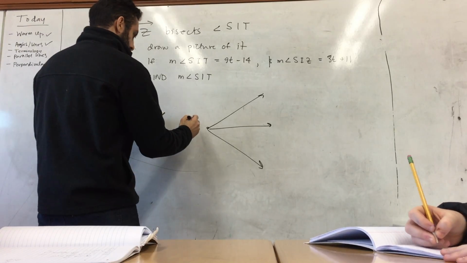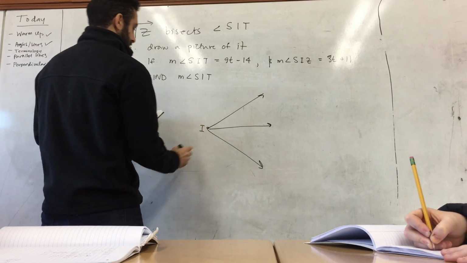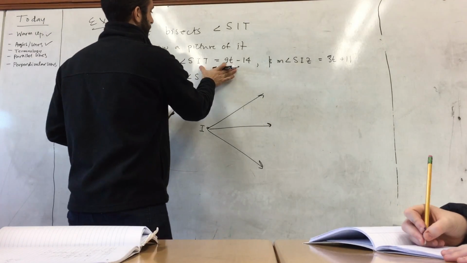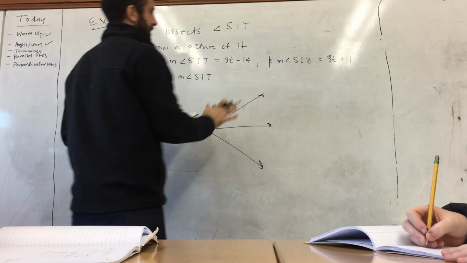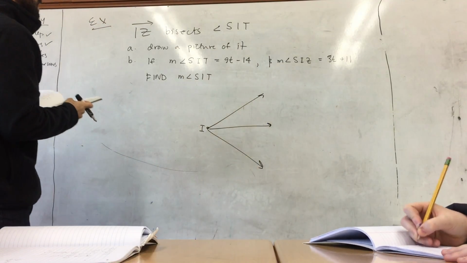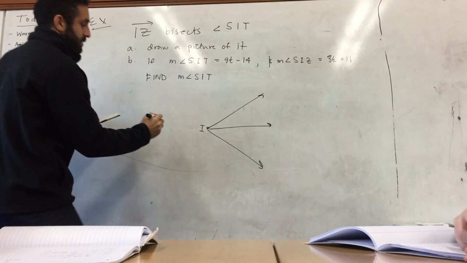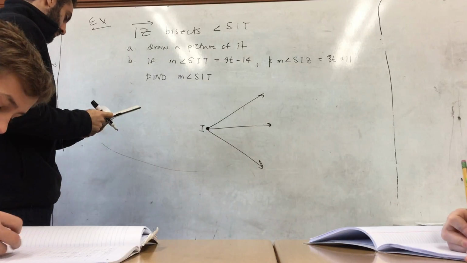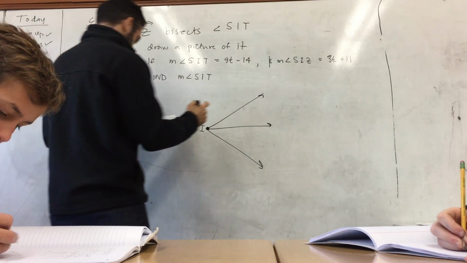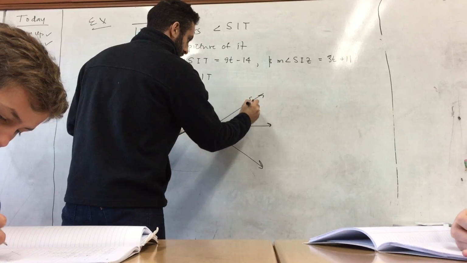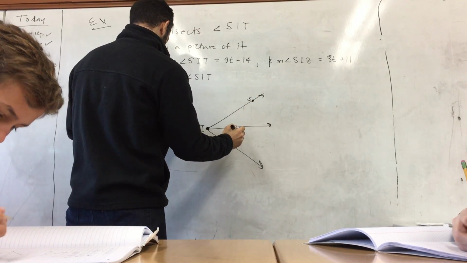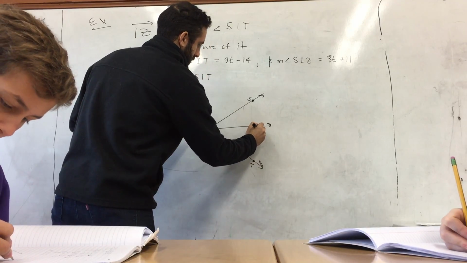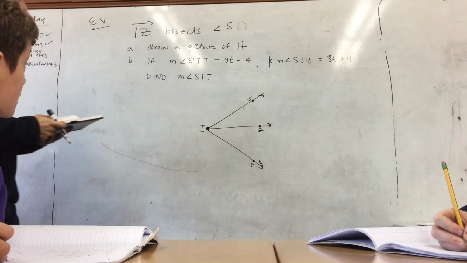And you said measure of SIT equals... No, we're starting over because I changed it. I thought that I had made a mistake here, but I hadn't. This is how it should be set up for a reason, and you guys will see why, because there will be a problem like this, maybe two, on the quiz. IZ bisects SIT. So your picture should look something like that.